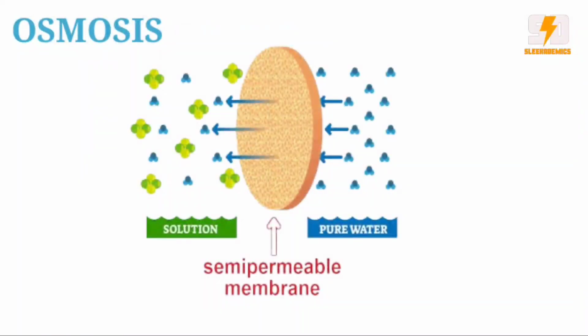Osmosis, like we earlier mentioned, is a special type of diffusion. And examples of semi-permeable membrane include parchment paper, animal's bladder, and cell membranes in plants and animals. Osmosis is special in the sense that it involves a semi-permeable membrane, which allows only selective passage to some materials and not to all materials.